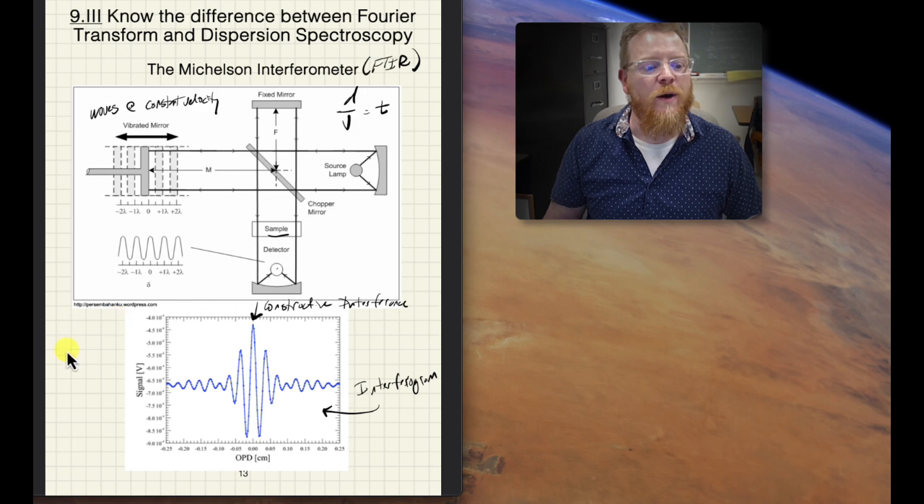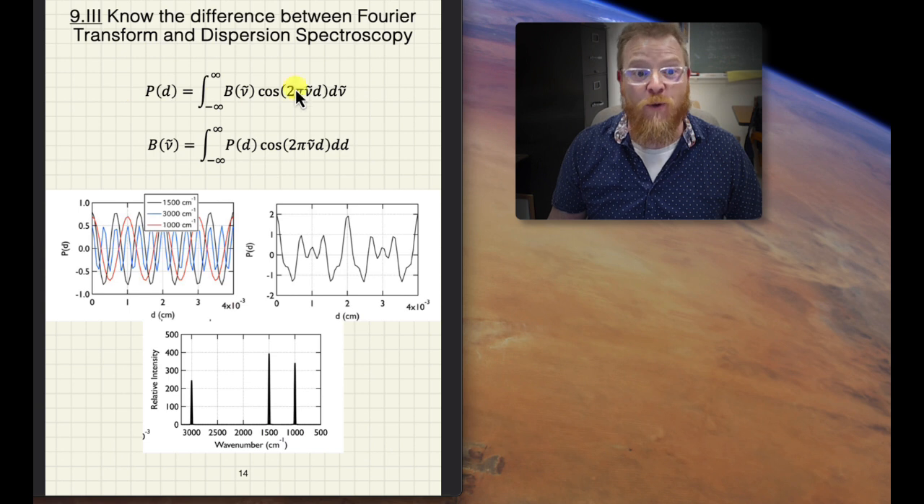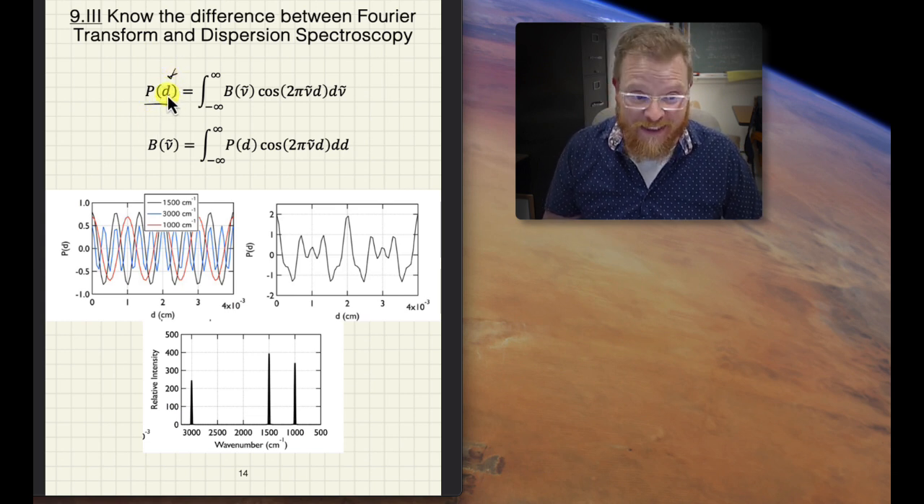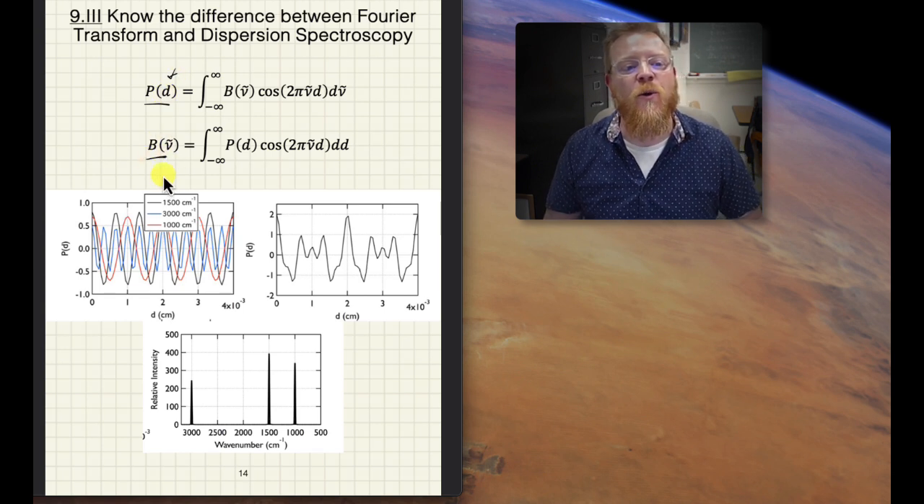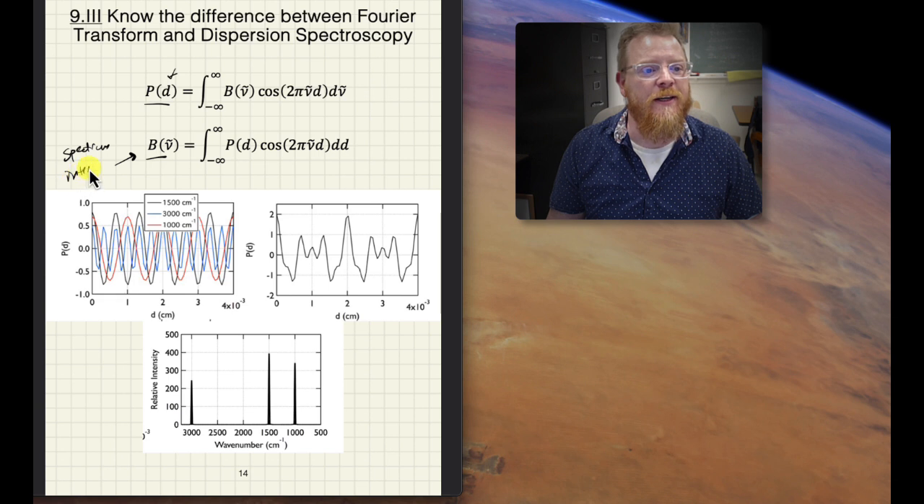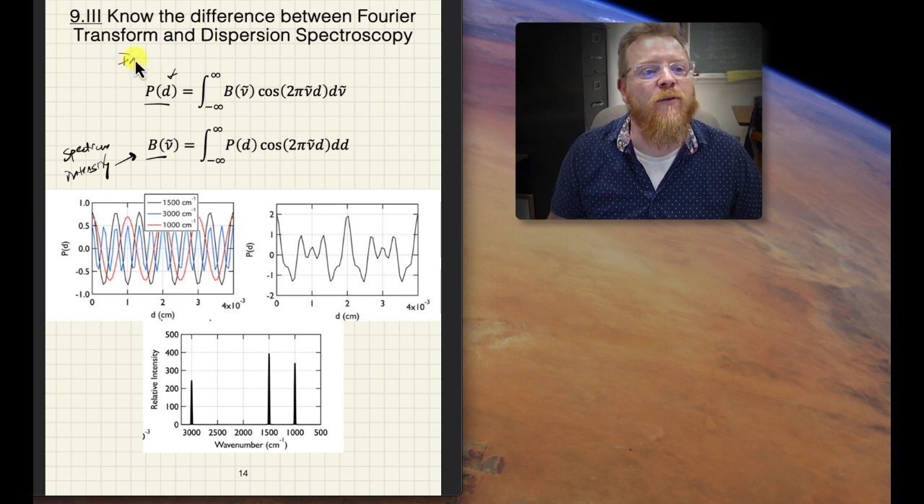Okay. So now to work out a spectrum from that, we consider finally here the Fourier transform algorithm. Here P(d) is our intensity as a function of the distance that the mirror moves, and B as a function of nu is the intensity of our spectrum, so how big or small are the peaks. And P(d) really represents our interferogram.